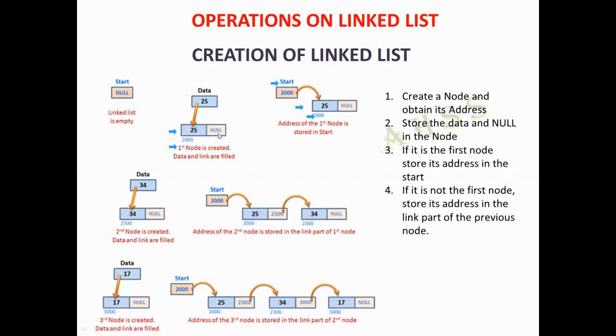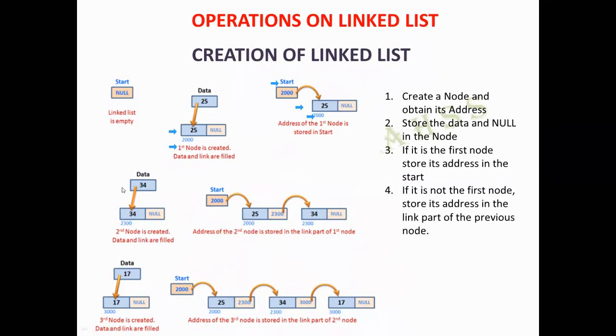Like this only you are going to create a link. Each time you will create a node, find out its address, and put it in the start node. Then you will copy that address to the previous node. Where do you copy it? In the link part of the previous node. That is how you are going to get the links.